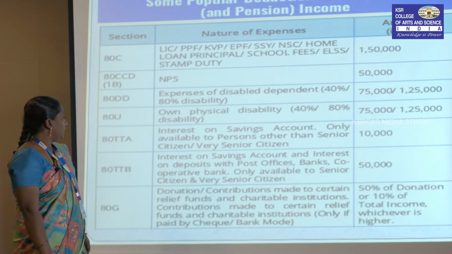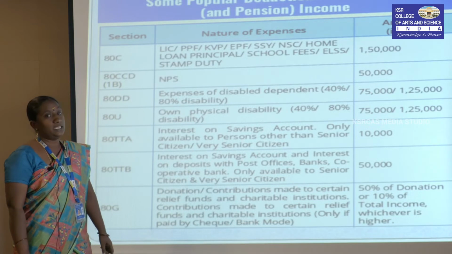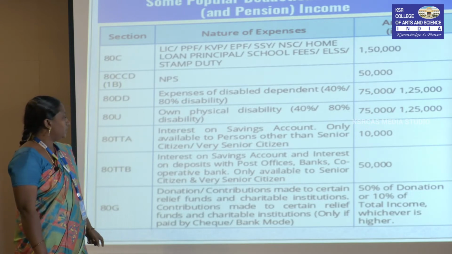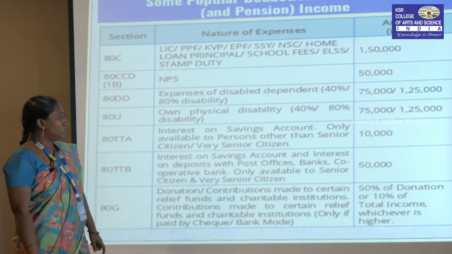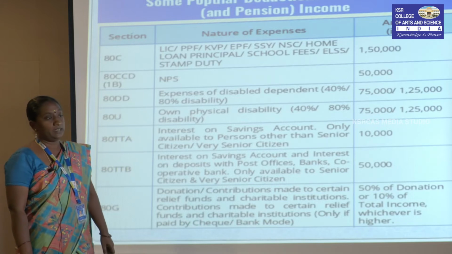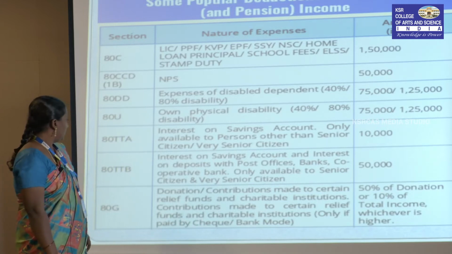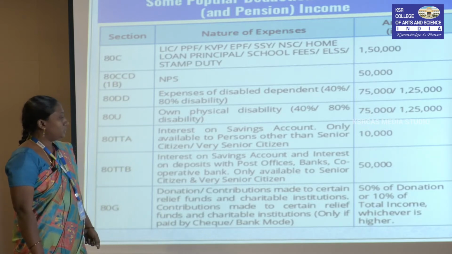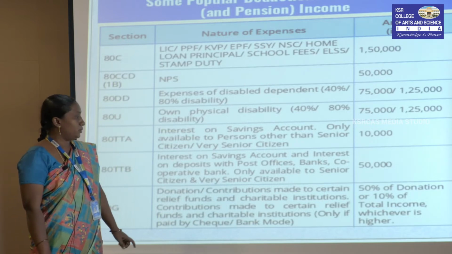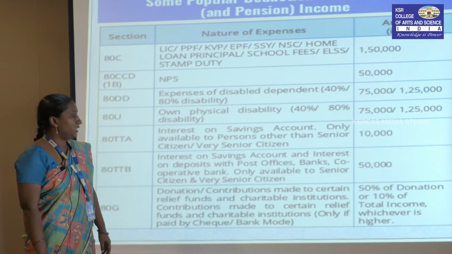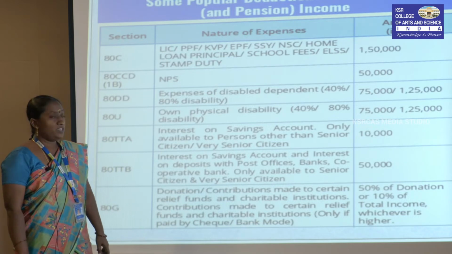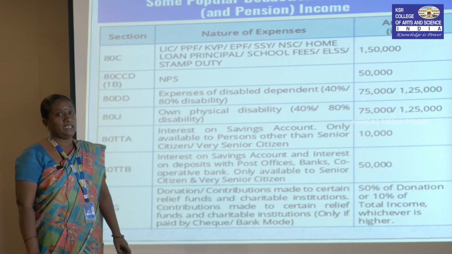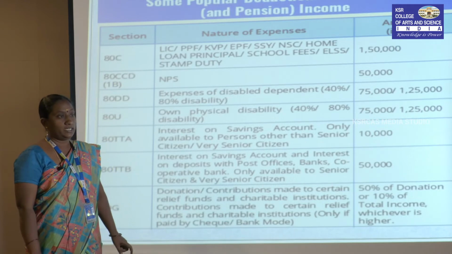Then 80TTB is for senior citizens. For a senior citizen, the interest on savings account up to rupees 50,000 is claimed as a deduction under section 80TTB. Next important deduction is 80G. If the amount is 50% of the donation or 10% of total income, whichever is higher, is to be taken as the deduction under 80G.